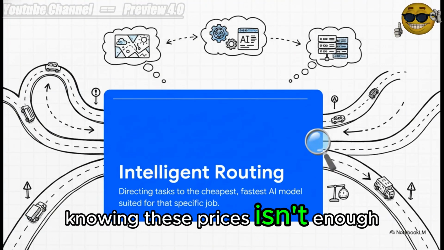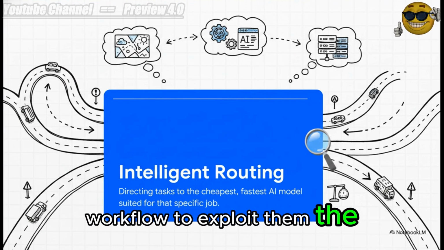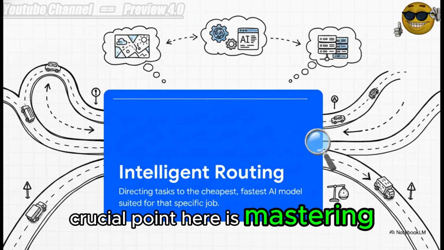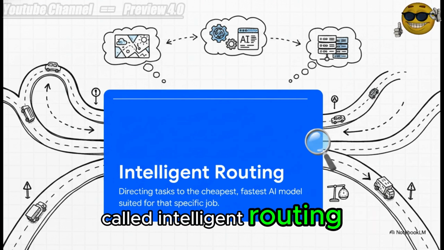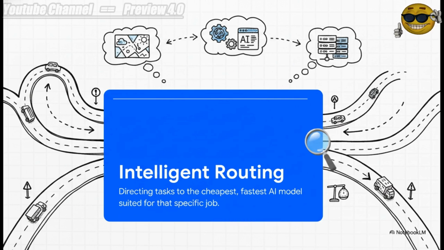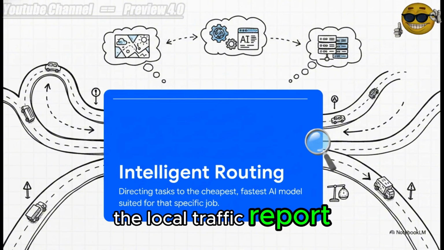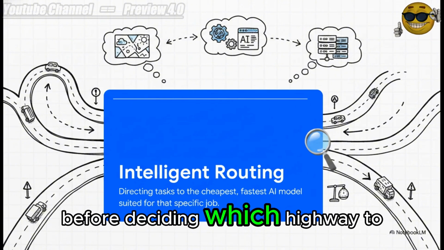Knowing these prices isn't enough, right? You have to know how to architect your workflow to exploit them. The absolute crucial point here is mastering a technique called intelligent routing. Top developers never rely on just a single AI model. Instead, they use intelligent routing, which is exactly like checking the local traffic report and the weight of your cargo before deciding which highway to take.